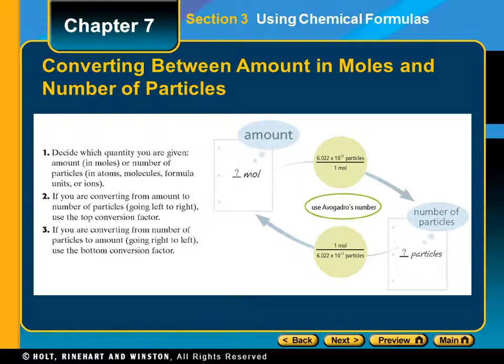Now, how do we convert between amount in moles and number of particles? Decide which quantity you are given: you're either given moles or number of particles. If you are converting from amount to number of particles, you go left to right. Use the top conversion factor. If you are converting from number of particles to amount, going right to left, use the bottom conversion factor in this chart that they give here. This should be all review, guys.